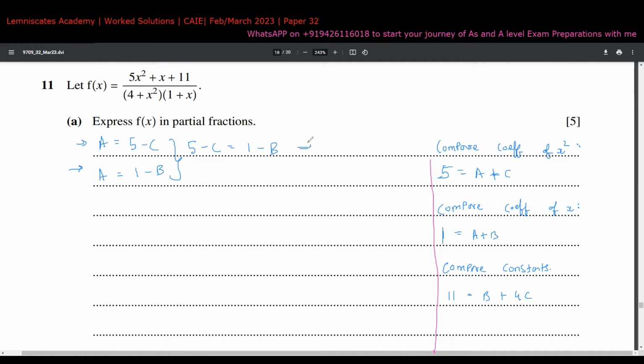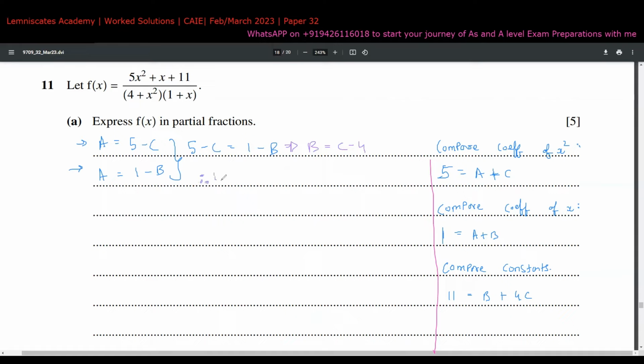So from this, let's say over here you're getting B is equal to 1 minus 5, that is minus 4 plus C. So C minus 4 is what you are getting for B. Now you can substitute this B over here.